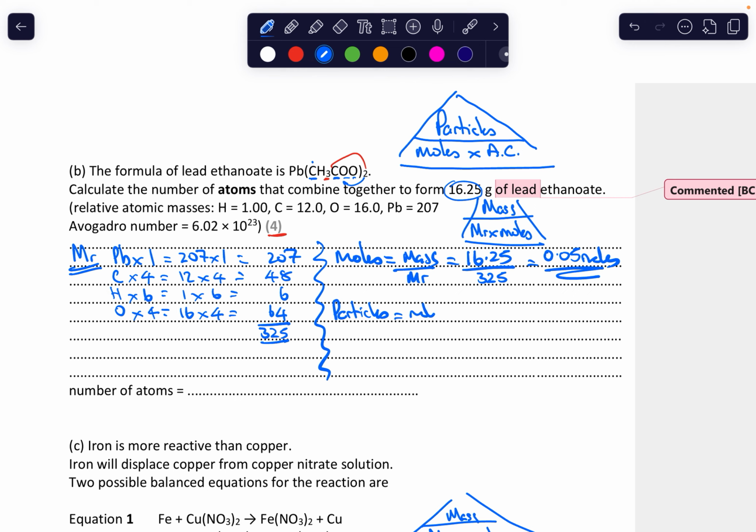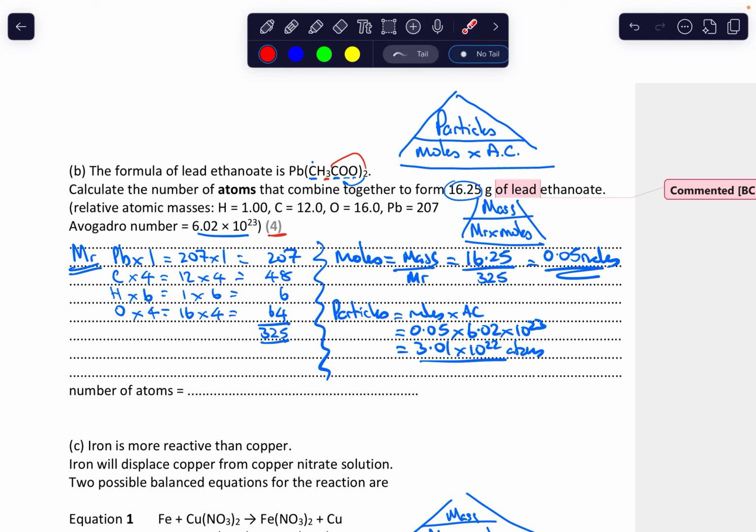Moles times Avogadro's constant. So the moles in this case is 0.05. Avogadro's constant is given to us here. So let's put that in. So times by 6.02 times 10 to the power of 23, which is going to give me 3.01 times 10 to the power of 22 atoms. But remember, each mole is going to release this many atoms from the formula.